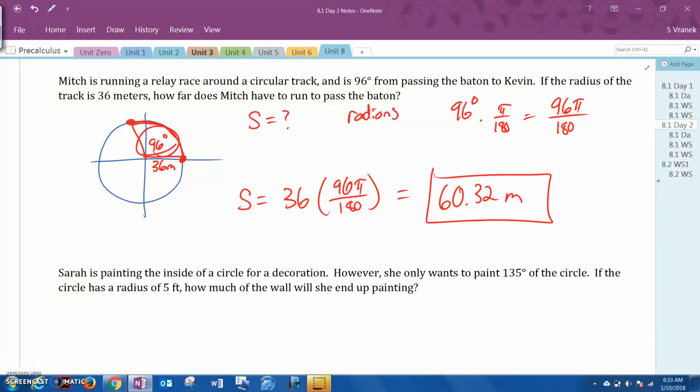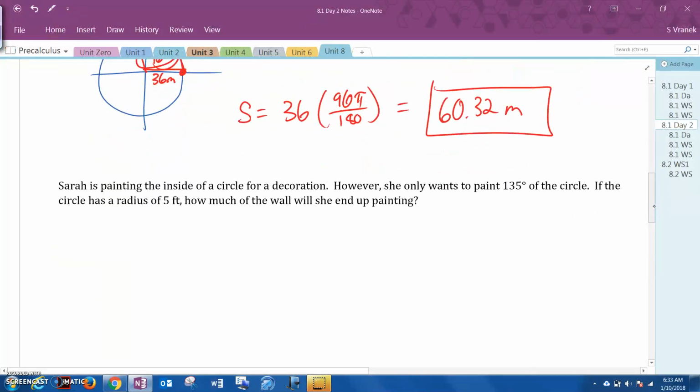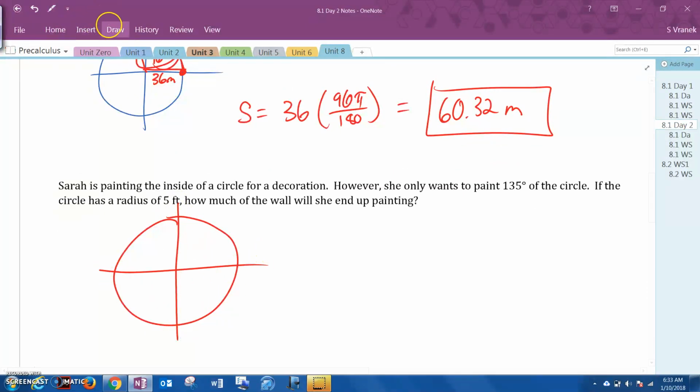Alright, Sarah is painting the inside of a circle for a decoration. However, she wants to paint 135 degrees of the circle. Why, I don't know. Maybe she's trying to do some fancy art thing here. But we have 135 degrees. If the circle has a radius of 5 feet, how much wall will she end up painting? Now again, you have to decide, is this area or arc length? Well, when you're painting inside, that's like shading, that's area. So we want area for this problem.